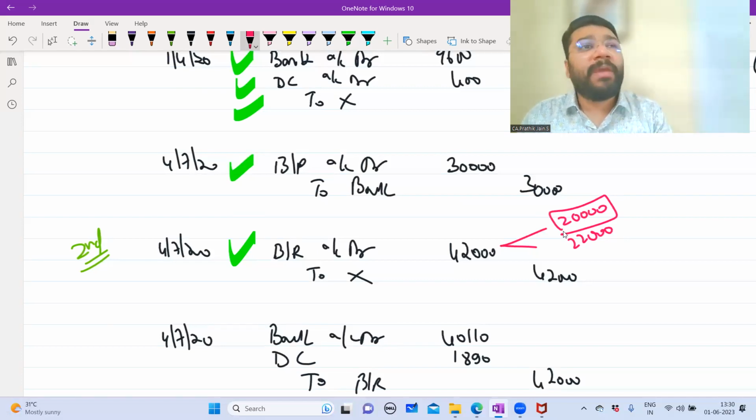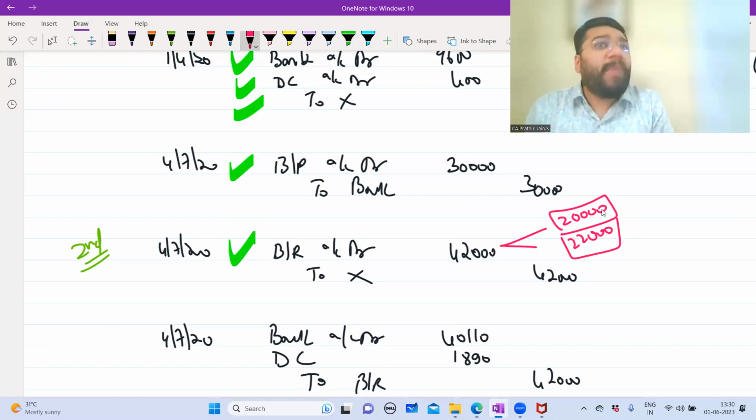Because how much is X supposed to pay Y? 20 only. So the second bill is for 20. But he had drawn a bill of an extra 22,000 rupees. Maybe Y was in need of money. So that doesn't matter to us.